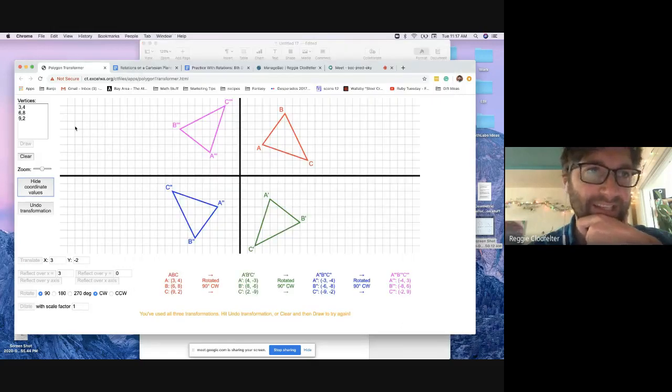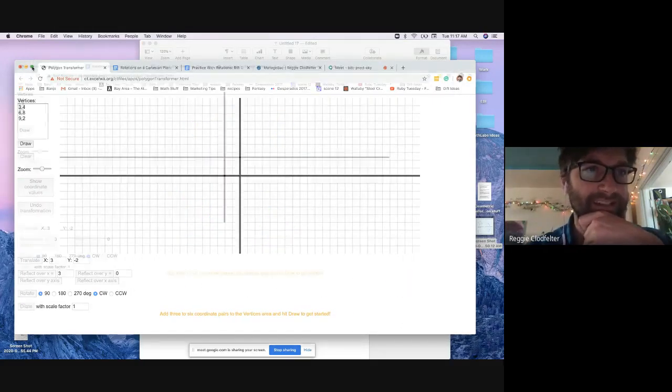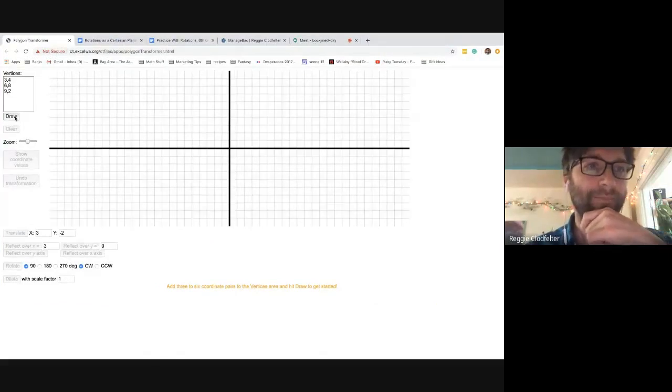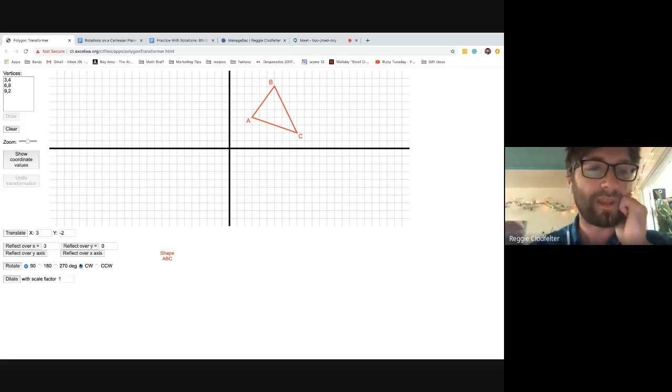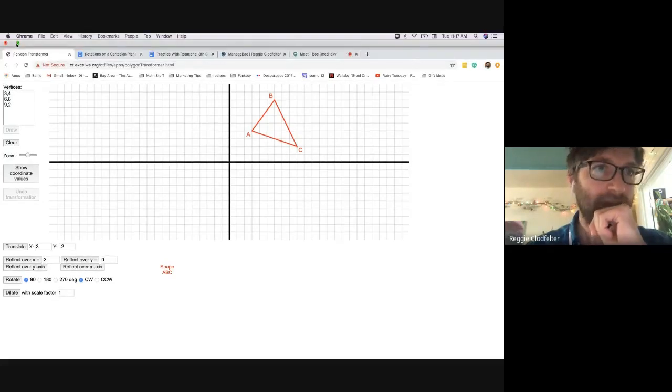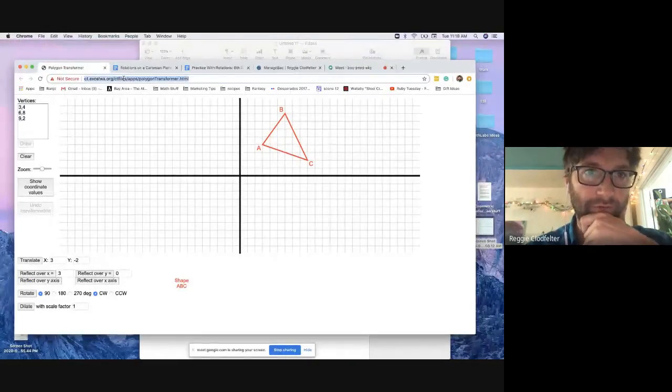Oh, and then the last thing is sometimes you're going to encounter problems that say rotate something 90 degrees about the axis, and they don't say whether it's clockwise or counterclockwise. If they don't say, assume it means clockwise. Otherwise, they will specify. So that is how you're going to use this polygon transformer.